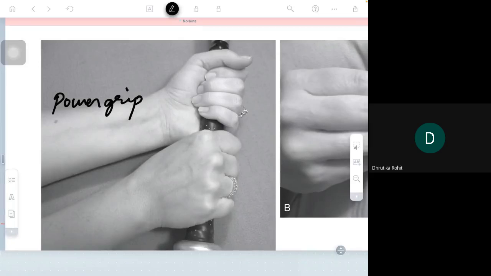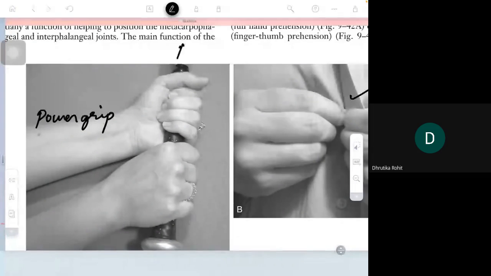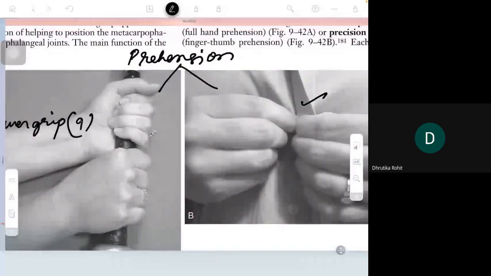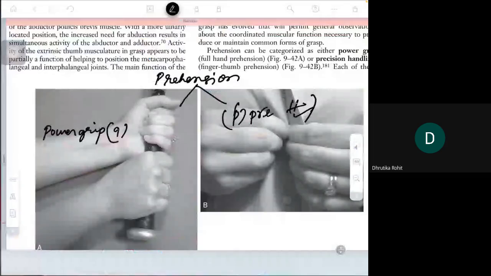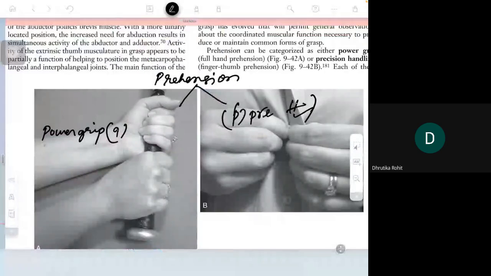Clear? So what is prehension? Holding an object between any two surfaces of the hand is called prehension. So there are two types of handling. One is called power grip and the second is called precision handling. Clear? So this is the image. You just see the image and then we will continue. Okay, one second. I'll copy the image.